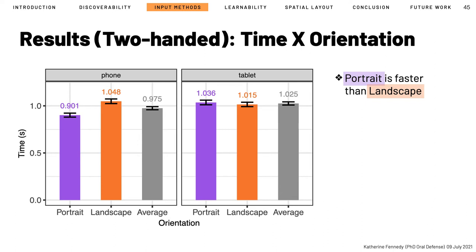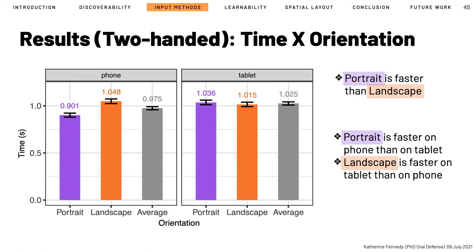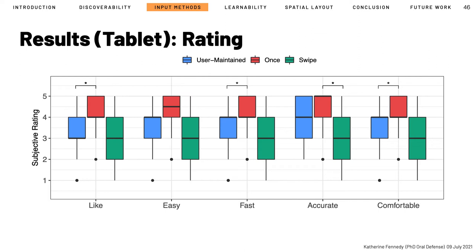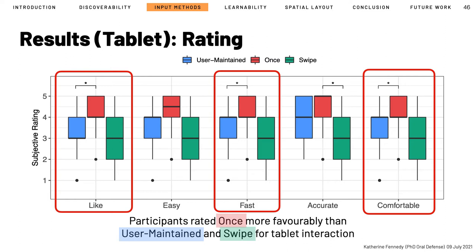In addition, we also found a significant effect of orientation on time, with portrait conditions performing faster. There is also a significant interaction between orientation and input method, with portrait being faster on phone, while landscape being faster on tablet. Last but not least, we have subjective ratings, which show that for tablet interaction, once was rated more favorably than user maintain in terms of ease, speed, and comfort. And once is also perceived to be more accurate than swipe. This sums up our first study from this project on input methods.